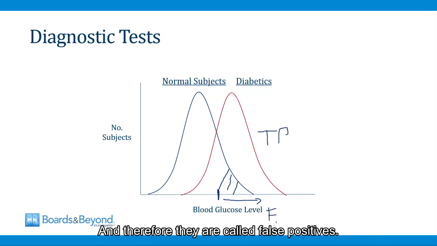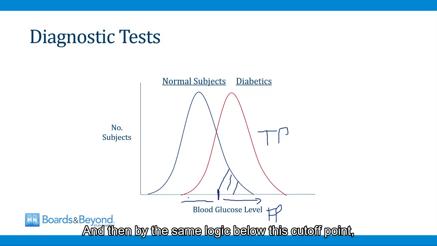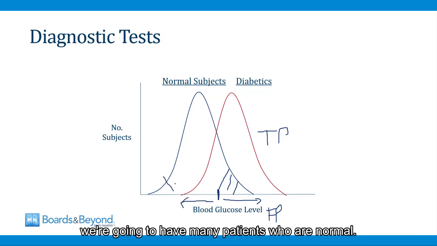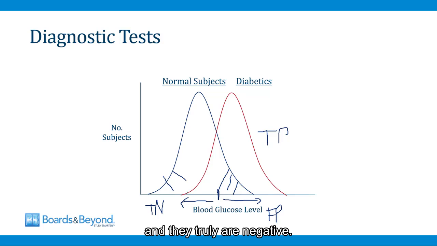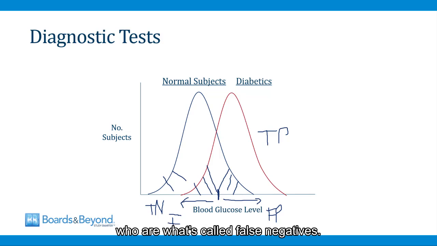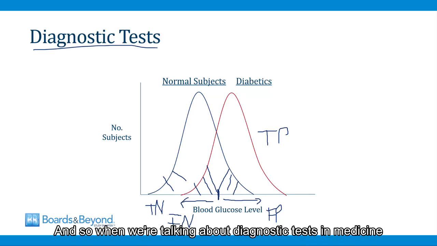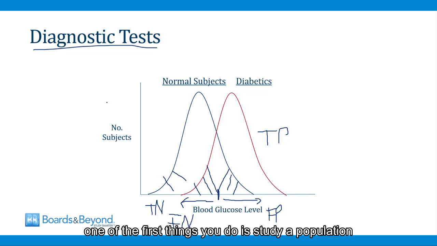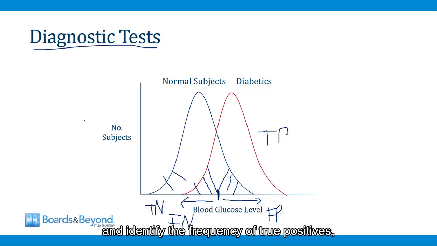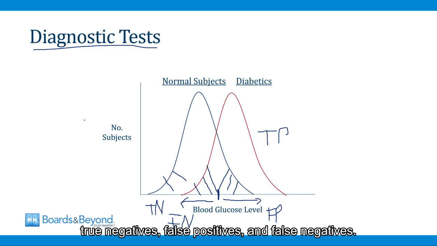And then by the same logic, below this cutoff point, we're going to have many patients who are normal. Those are called true negatives because they're negative by our test for diabetes, and they truly are negative. But then all these patients in here are going to be patients who are what's called false negatives. They are declared negative by our test. They don't have diabetes by our test, but they actually are diabetics. And so when we're talking about diagnostic tests in medicine and you pick a cutoff value, one of the first things you do is study a population of normal subjects and subjects with disease and identify the frequency of true positives, true negatives, false positives, and false negatives.